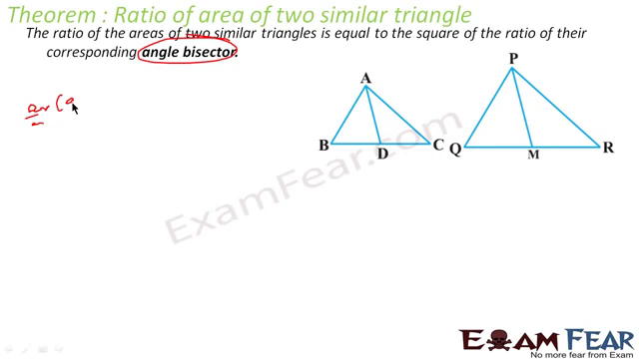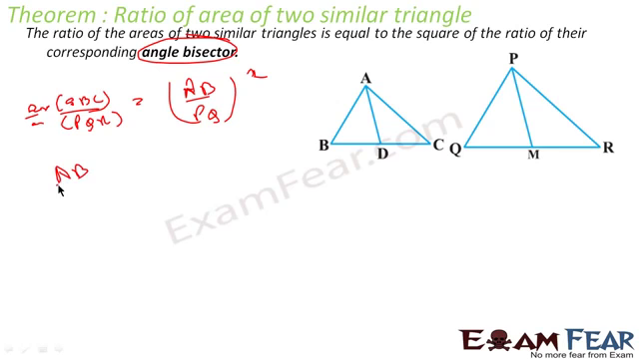Same thing here we'll do. Area of ABC by area of PQR is equal to AB by PQ square. Known to us, right? We know this. Also, we know that AB by PQ, the ratio of sides, is equal to the ratio of angle bisector, that is AD by PM.